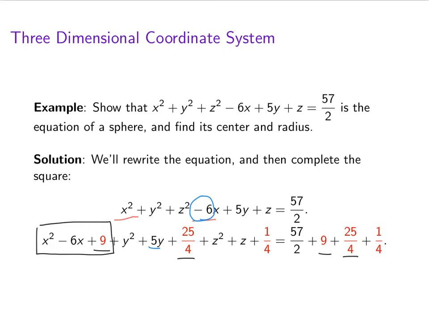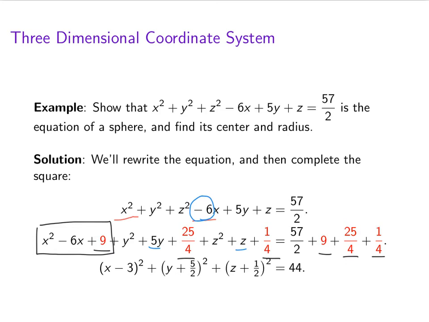All right, can you see how we got the 1/4? Well, what's the coefficient on the z term? It's 1. Take 1, divide by 2, and you get 1/2. Take 1/2 and square that, and that's how you end up with the 1/4. And it has to get added to both sides because you have to balance your books. You cannot put a number on one side of the equation without putting the same thing on the other side of the equation.